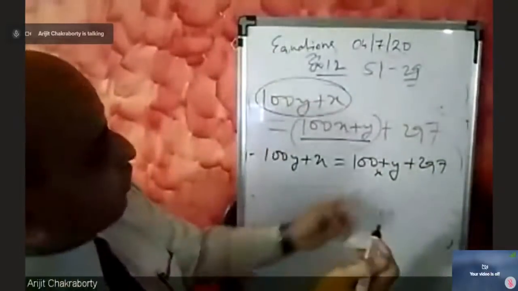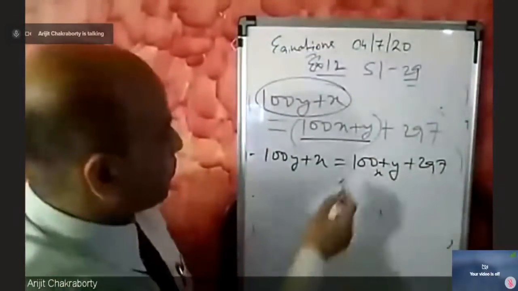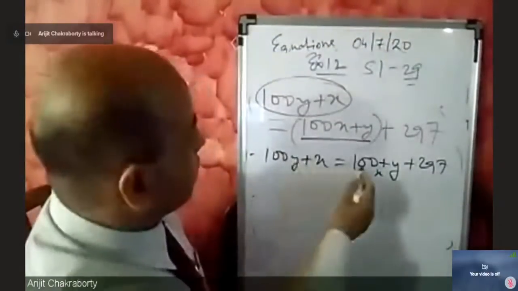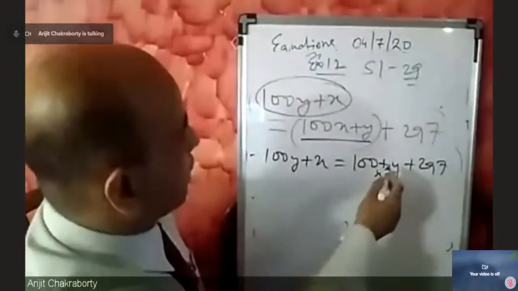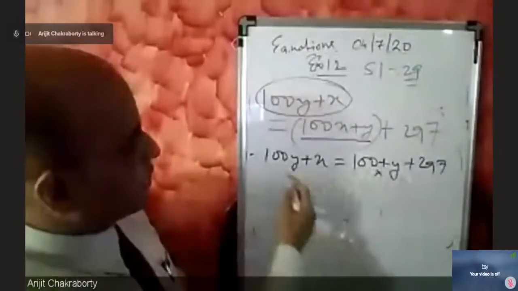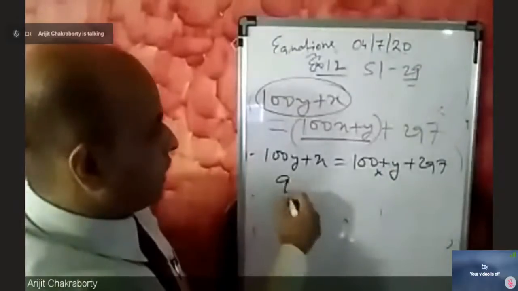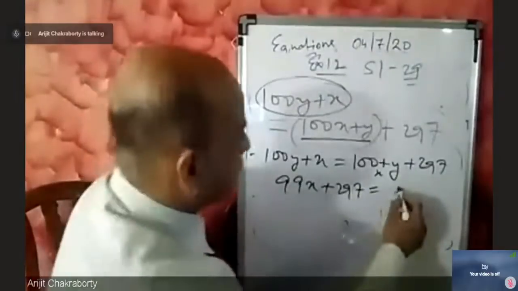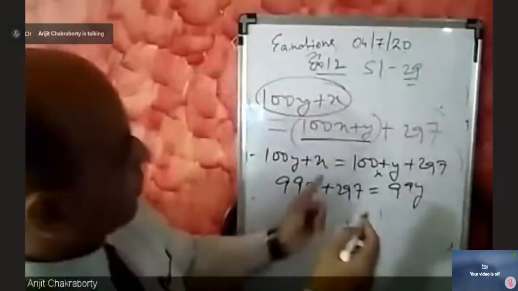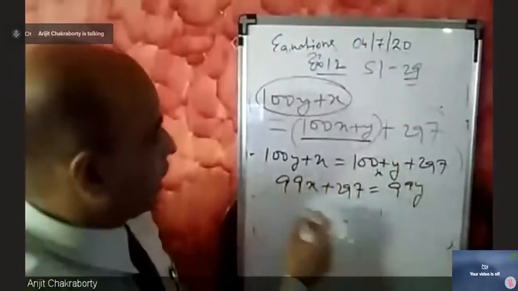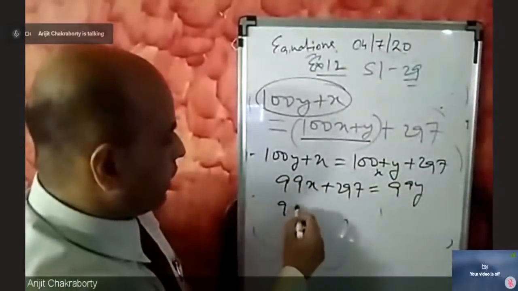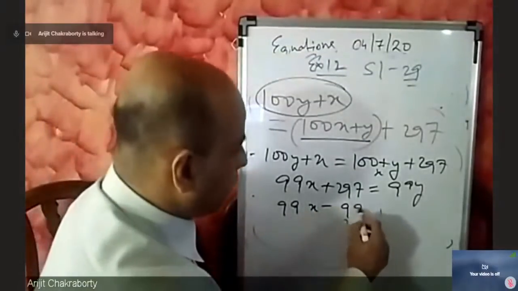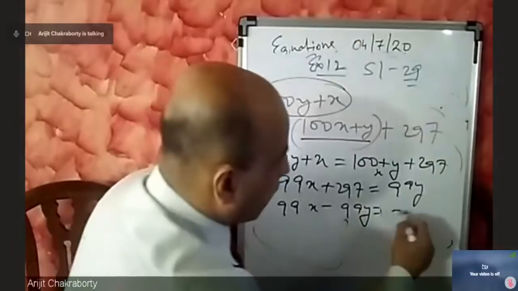So if we interchange in this way, we will take 99 in this way. 100y will come to this side and 100x will come to this side. So we have 99x plus 297 is equal to 99y by transposing x and y. In other words, we are getting 99x minus 99y is equal to minus 297.